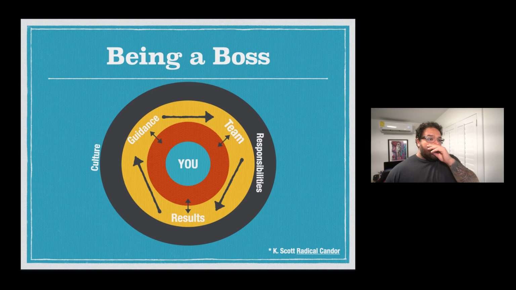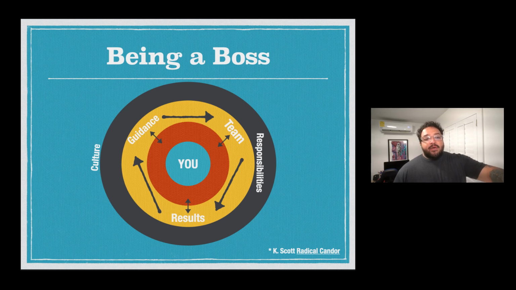Now, in terms of what your responsibilities are, before you start thinking about the strategies, I think it's really important that you think about all that's going on with your responsibilities or your identity as a leader, as the boss. So you're at the center of this graph here. You have to provide guidance for your team. You have to oversee your team. You're also responsible for the results of that team. Those are all intermingled and rely on one another.